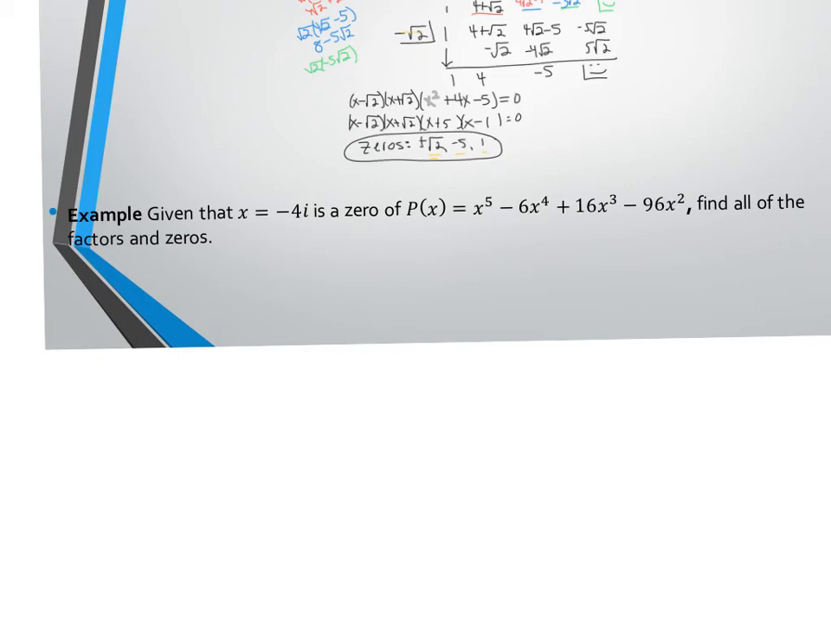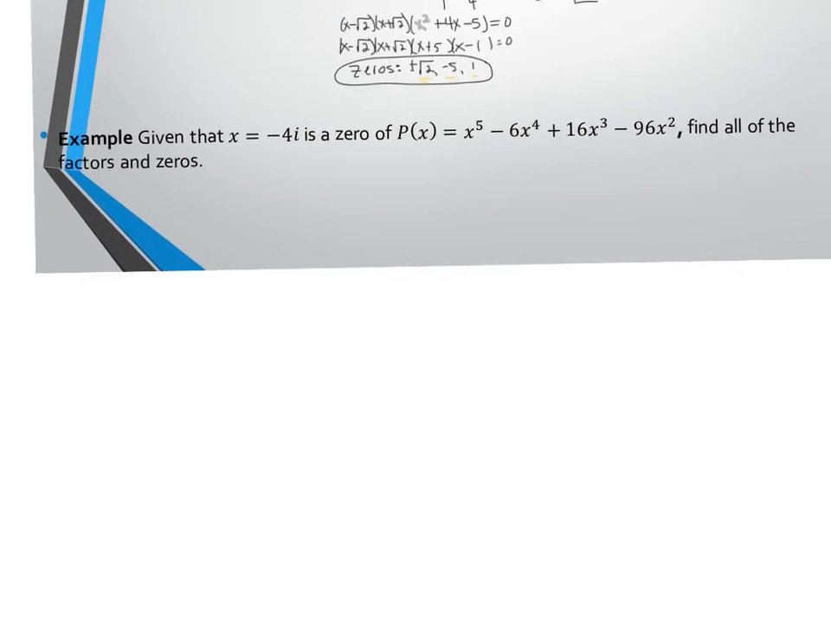This time we know that negative 4i is the 0 of the polynomial, and we're going to find all of the factors and zeros. Okay? So, there are a couple ways we can approach this one. This one is slightly different. Notice that there is no constant, so if it were me, I would probably go ahead and use 0, because I know that is a solution because everything has an x in common.